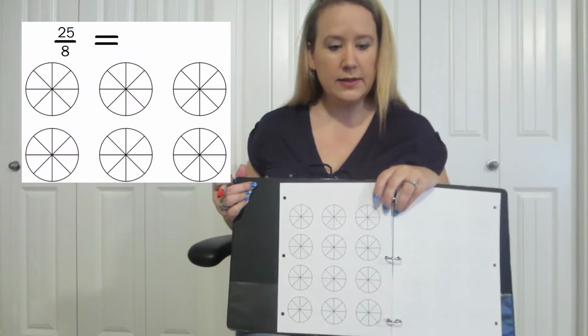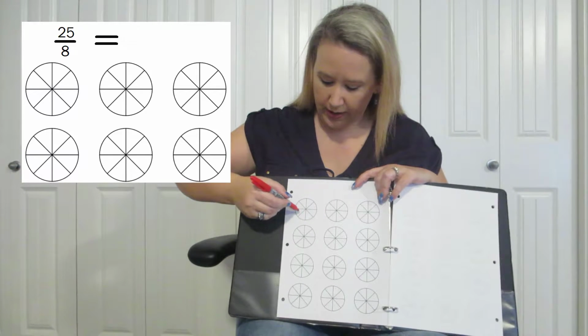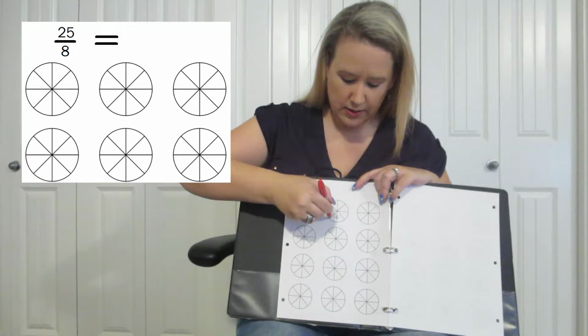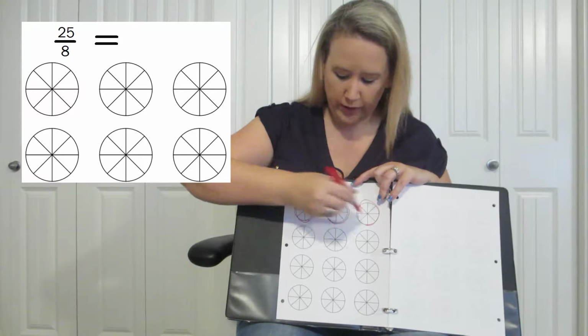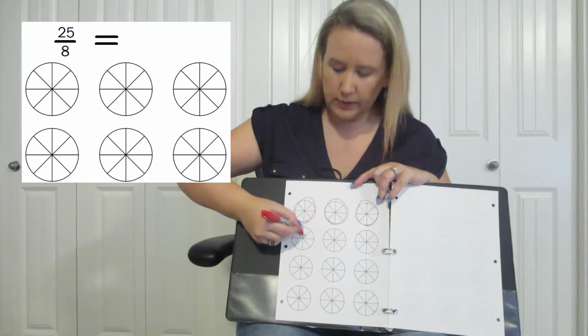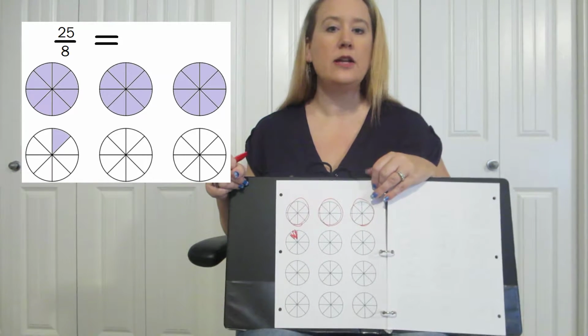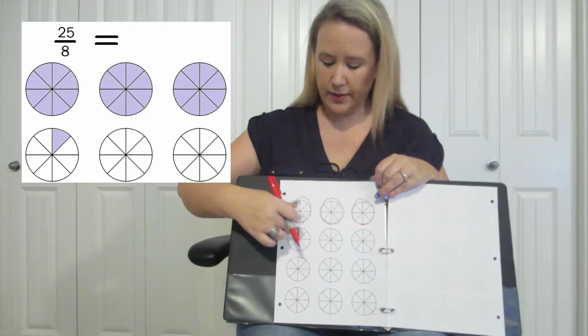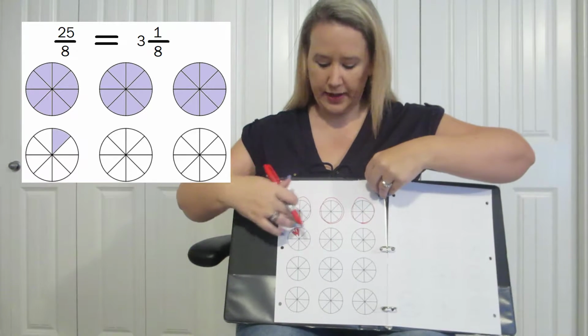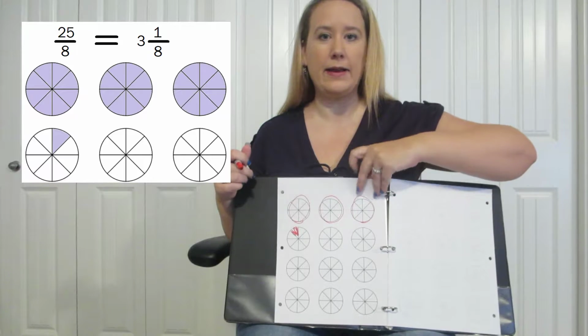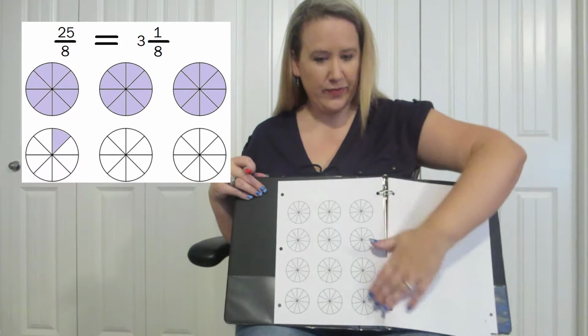The next one is 25 eighths. So I've got, let's see, 8, 16, 24, and 1 more. There's another great way to use this to solve the problem. So it's the same as 3 1/8. So I know how to count by eighths because I already did that back in quarter 2. So it's very, very easy.